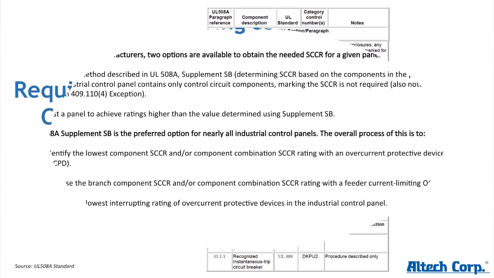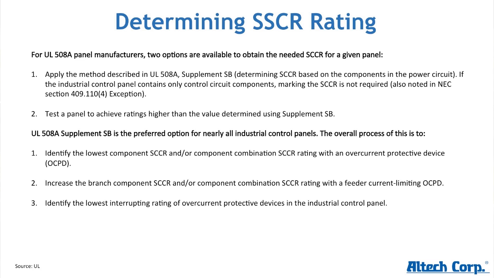Another big thing with panels is determining the short circuit current rating. At one point, UL decided that it was important to essentially mark the panel to what type of short circuit current rating it can withstand without additional upstream protection. So there are various ways of determining the short circuit current rating. It's outlined in another supplement. This supplement is still active, and it's called Supplement SB.